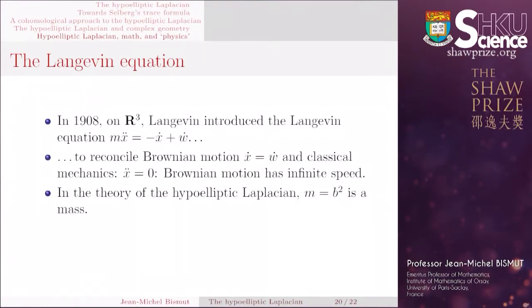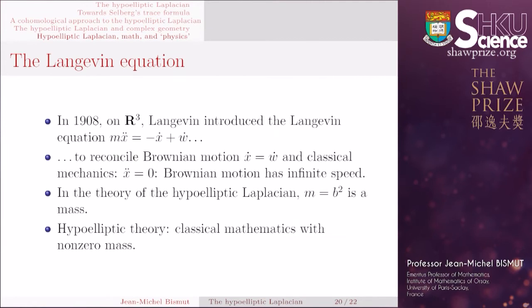In the theory of the hypoelliptic Laplacian, there is a relation between Langevin mass m and our parameter b squared. In other words, our interpretation of b squared now is exactly a mass for Langevin. So the hypoelliptic theory consists actually in considering classical mathematics with Laplacian and so on with non-zero mass.